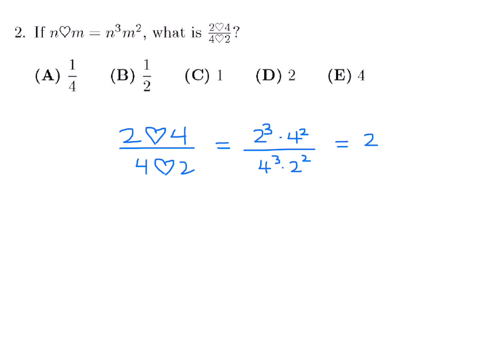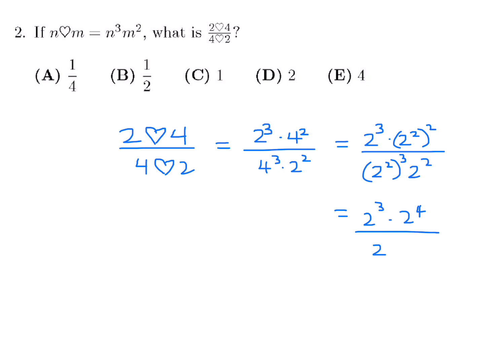And this becomes 2 to the power of 3. I'll convert that 4 to 2 to the power of 2. And I'll do the same thing down here, 2 to the power of 2 to the power of 3. So now we can get it all in powers of 2. 2 to the power of 3 times 2 to the power of 4. And on the denominator, it'll be 2 to the power of 6 times 2 to the power of 2.